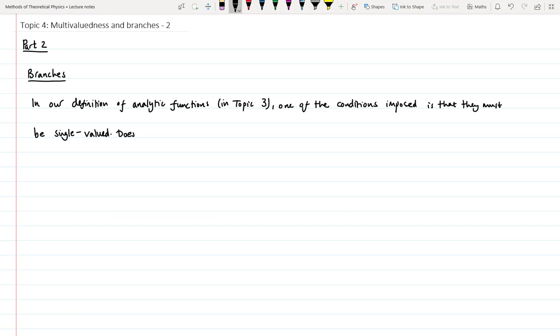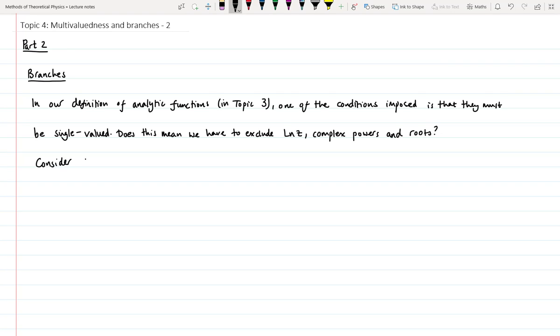Therefore, does this mean we have to exclude things like the multivalued complex logarithm, complex powers that we also saw were multivalued at the end of the previous video, and roots? To answer this question, we're going to dig into the example of the square root function.